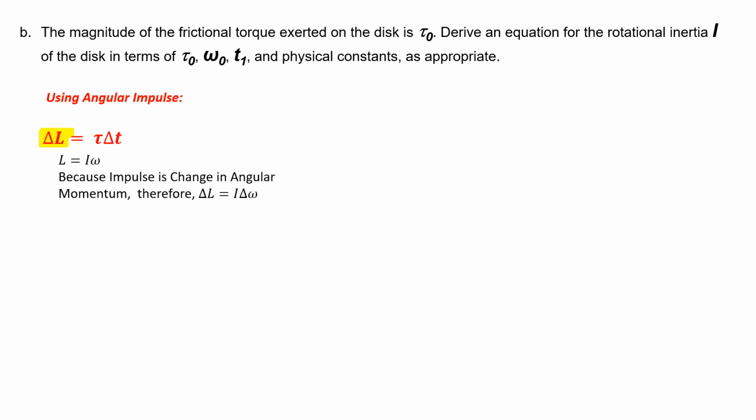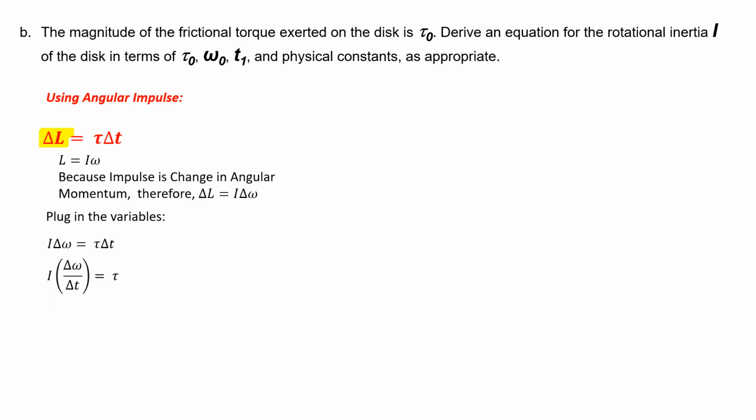In this condition, the radius doesn't change because the disk is rigid, or the disk is constant in terms of its radius, or the size of the disk is the same. So the I, or rotational inertia, will not change. However, the angular velocity changes from omega sub naught to 0. So let's plug in those variables: rotational inertia times the change in omega, or change in angular speed, is equivalent to torque times the change in time.